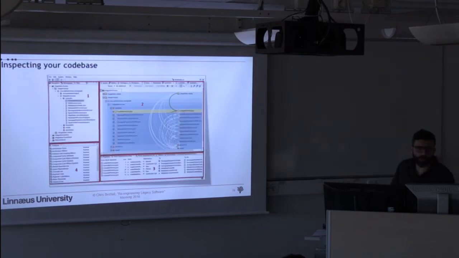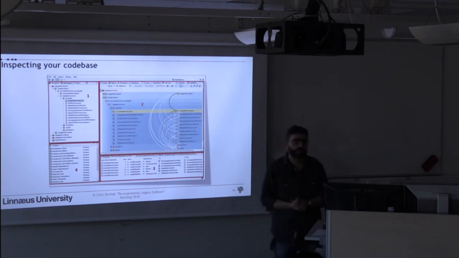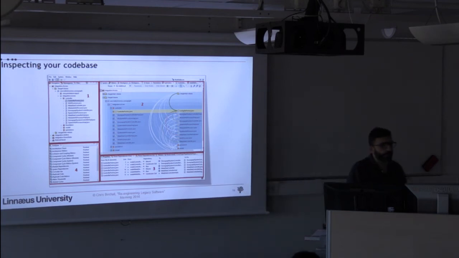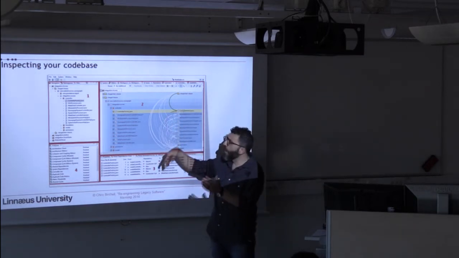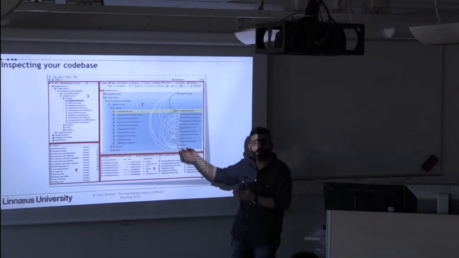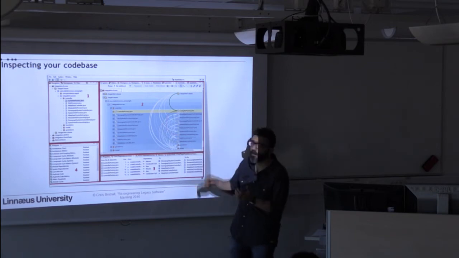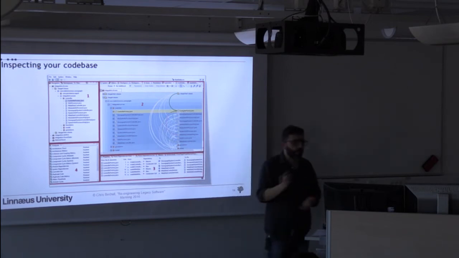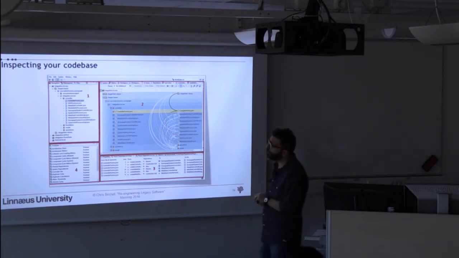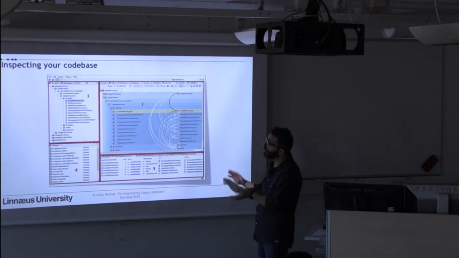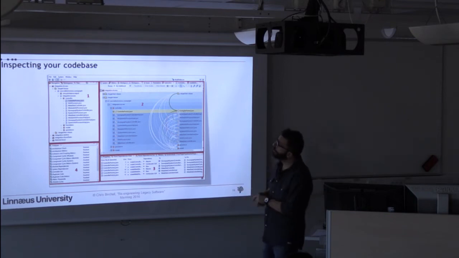And then inspect your code base. This is a screenshot of a Sonar graph. There are still many different tools, but we're going to use this in order to understand how many dependencies we have, whether the dependencies are circular or not, and other metrics that allow us to understand how good the code base is.